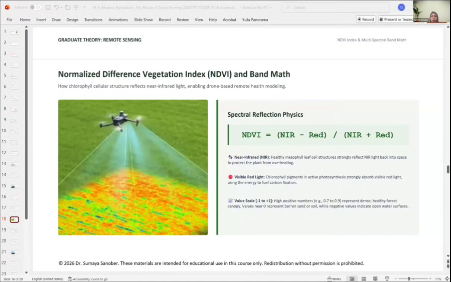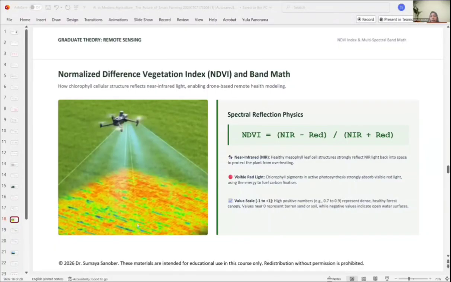This is what I was referring to when I spoke about the information related to NDVI, where there is a formula that states that NDVI is NIR, that is, subtracting red, divided by NIR adding red. So what do we mean by this? This is what we call spectral reflection physics, where NIR over here stands for near infrared. If you see over here on the left hand side, the spray is being done. This is the drone, and this is how your farm looks in the infrared rays.